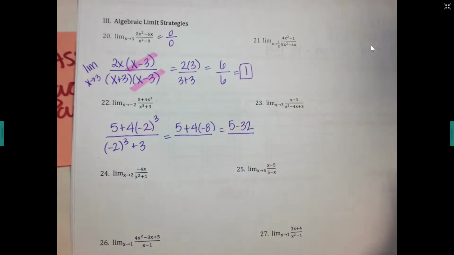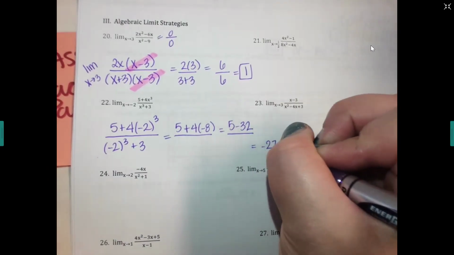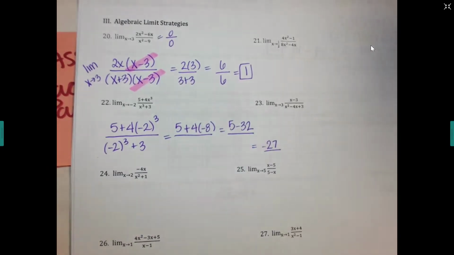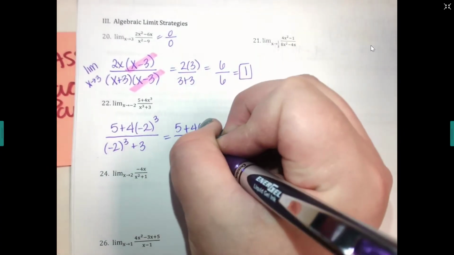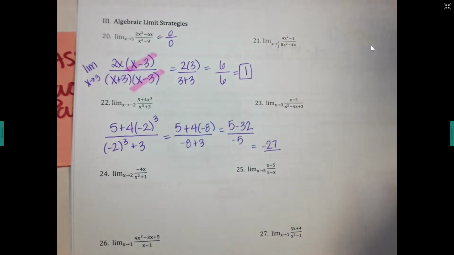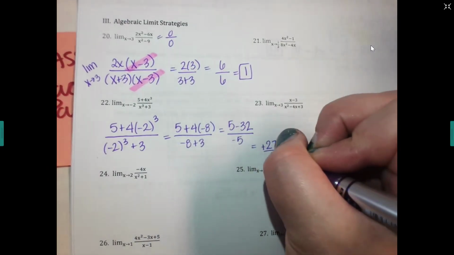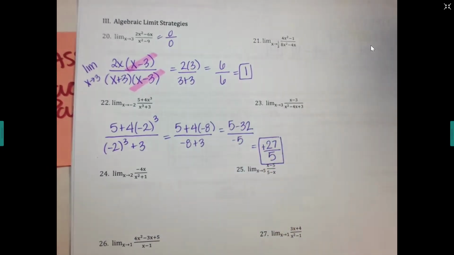Okay, over. And then let's, I guess, just subtract that. 5 minus 32 would be negative 27. Okay, then for the bottom, negative 2 cubed, that would be negative 8 again, but this time we're adding a 3. What's negative 8 plus 3? Negative 5. And then if I have 2 negatives divided with each other, those would cross out. So your final answer would be a positive 27 over 5. But remember, if plug it in works, you don't have to do anything fancy on it. Okay?